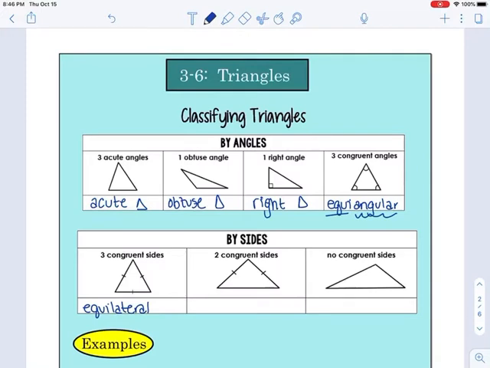If it has 2 congruent sides, it's called an isosceles triangle. An isosceles triangle also has 2 congruent angles in it. But again, when you talk about an isosceles triangle, we are classifying it by side, not by angles. And if you have something that has no congruent sides, that's scalene.